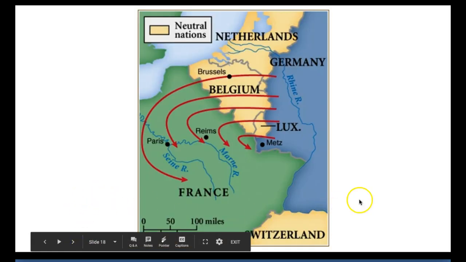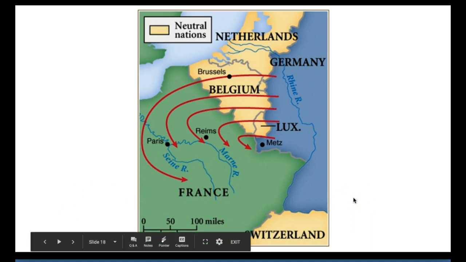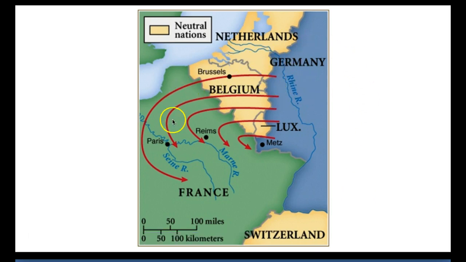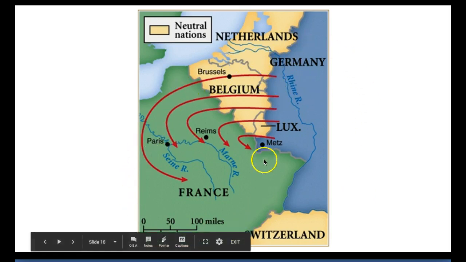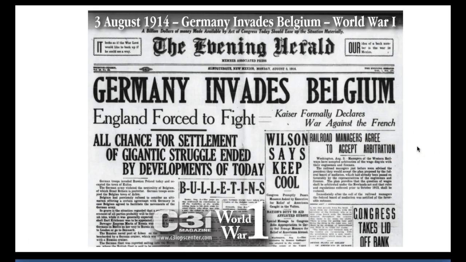Okay, here is another view of that. Germany going through Belgium, hoping to encircle France. Okay, and here is a newspaper headline that shows you what happened. It's always good to see things like this. These are considered primary documents.